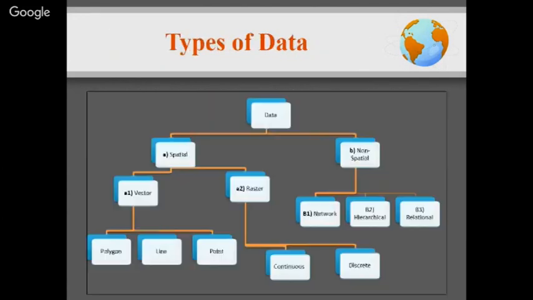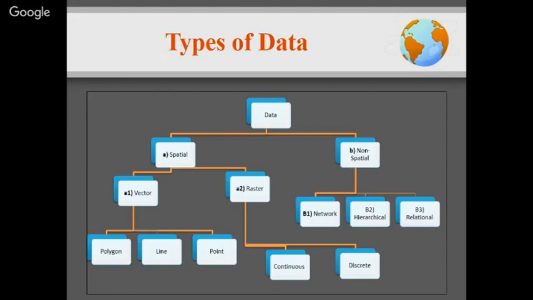Now coming to a detail of types of data. When we are talking of data, we have two major categories: spatial data and non-spatial data. And then we have data structures or data models in which these data could be stored. For example, for the spatial data, we have two data models. We have vector and we have raster.